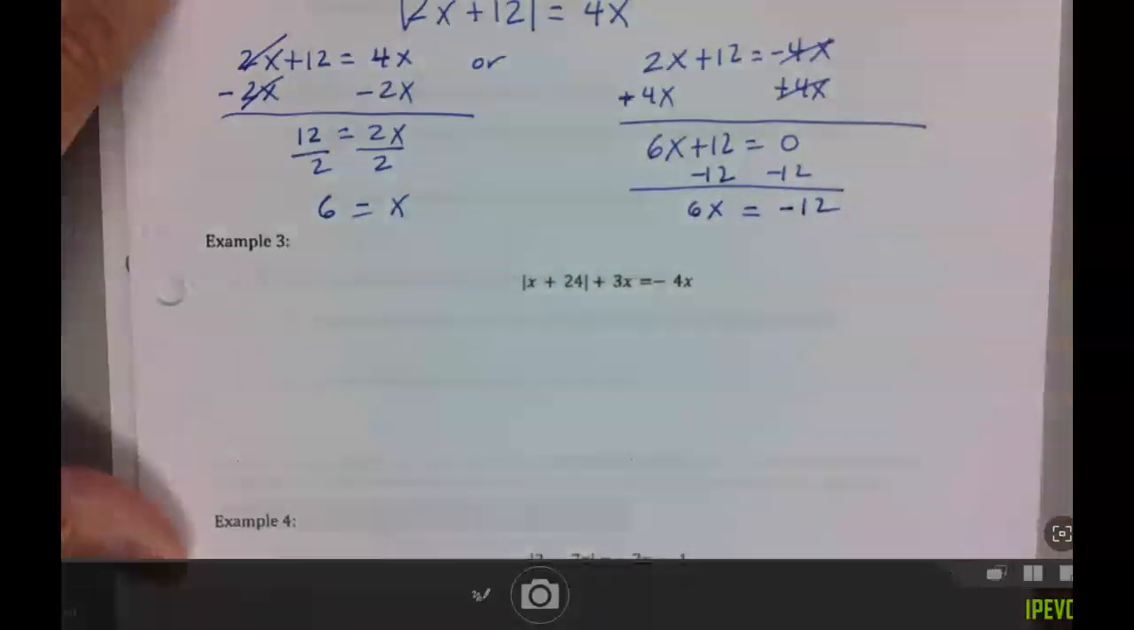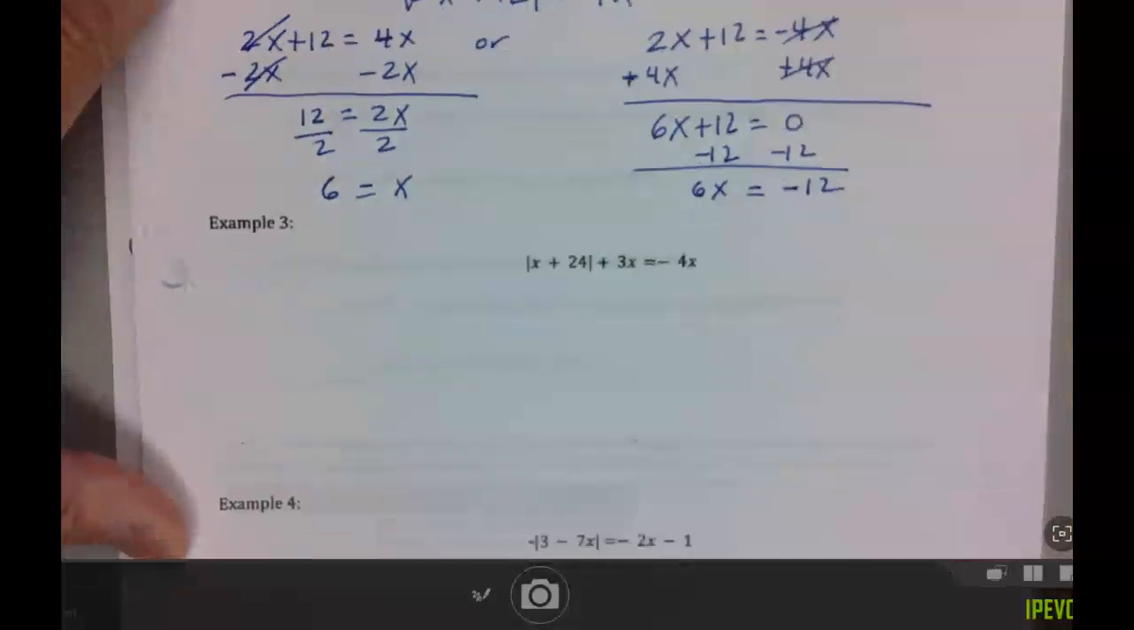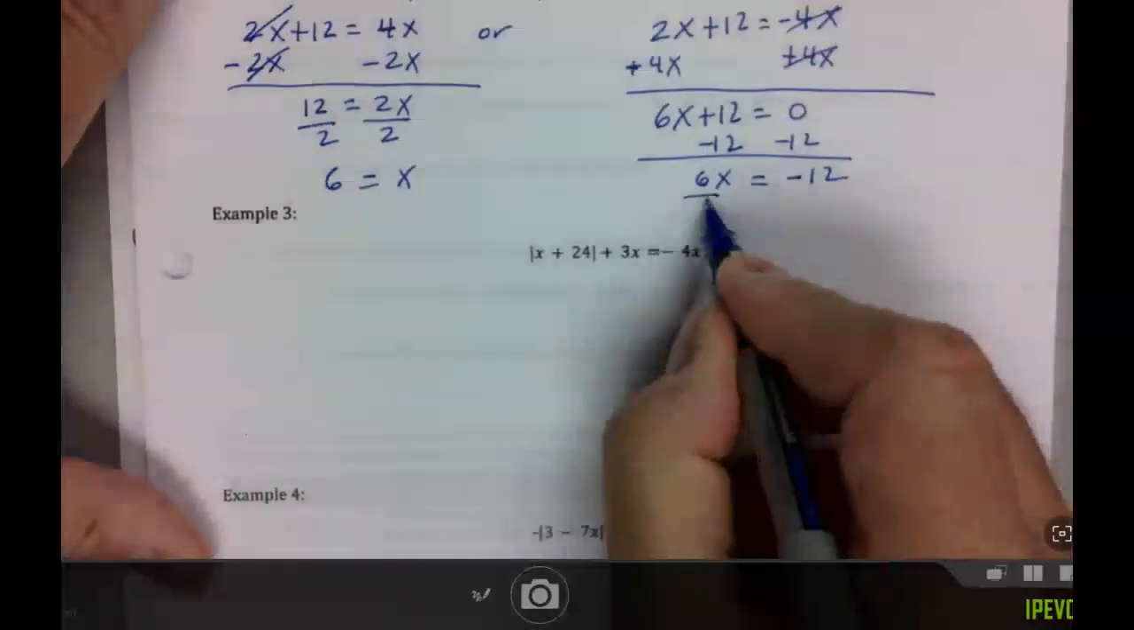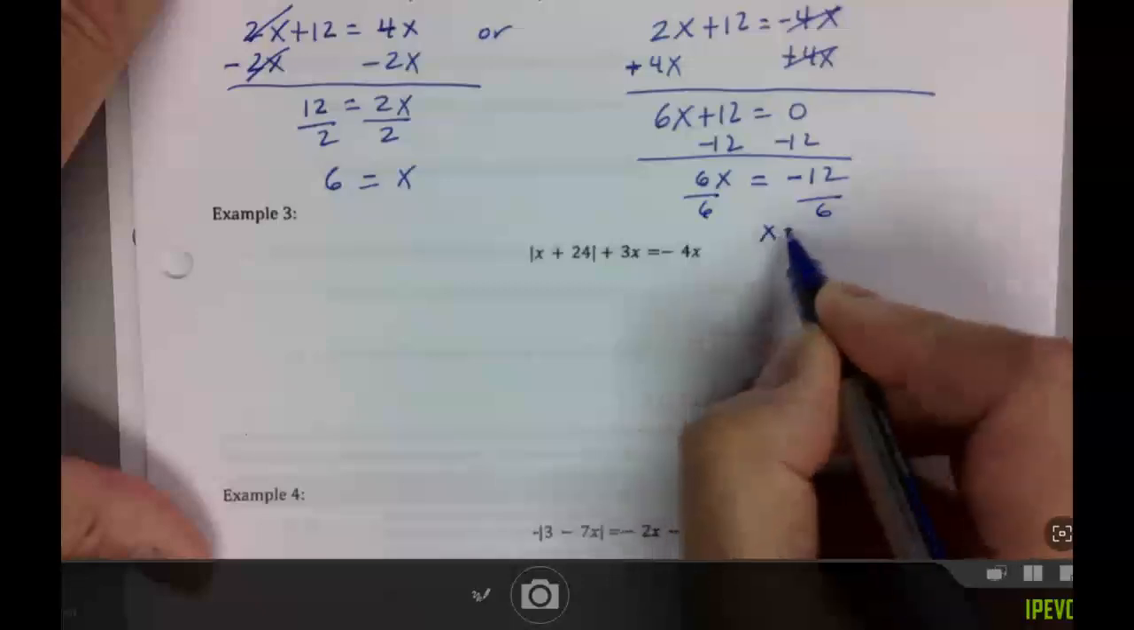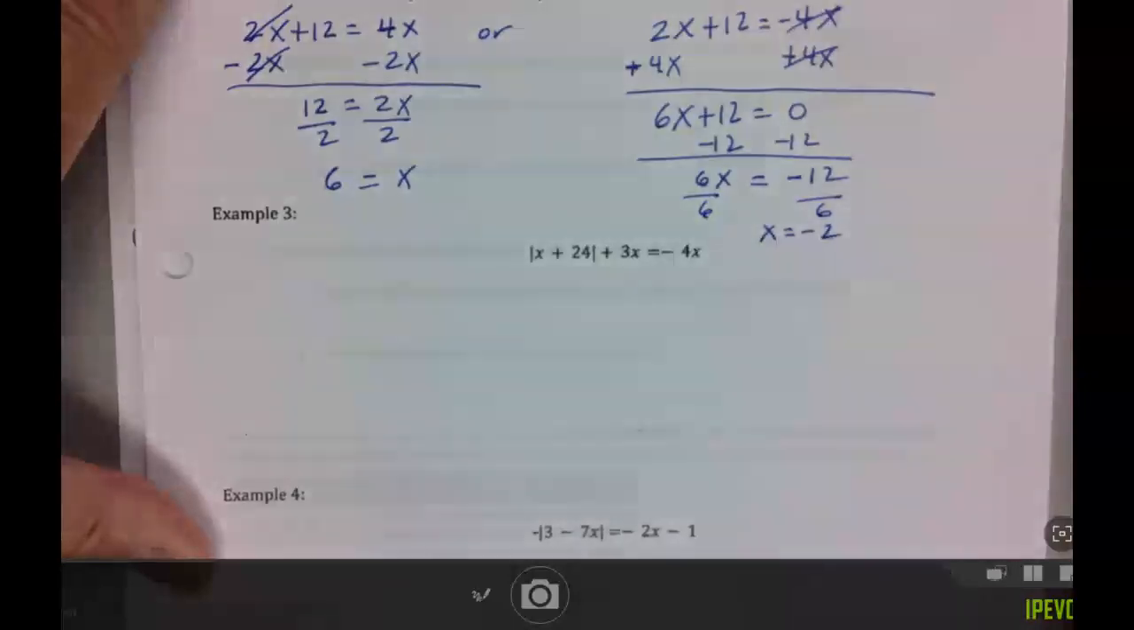Does that look good to you guys? Everybody see what I'm doing? Then I divide by 6. I get x equals negative 2. Agree? Now what do you have to do?